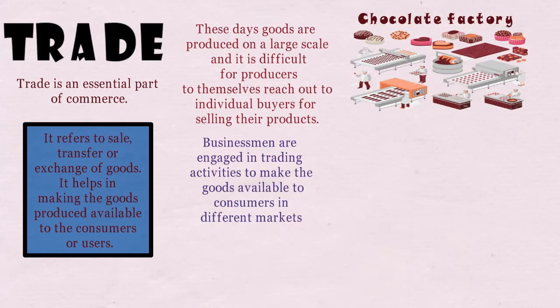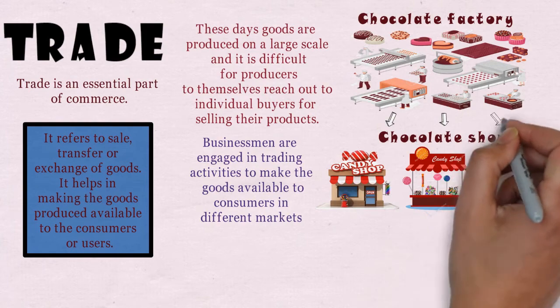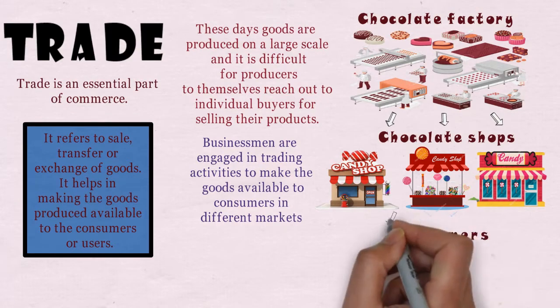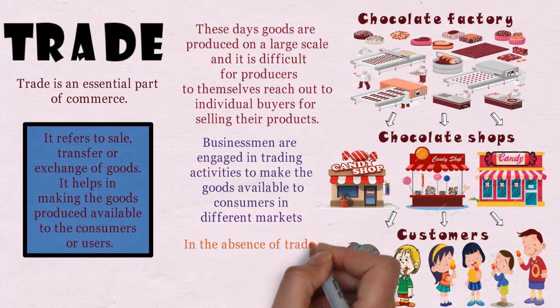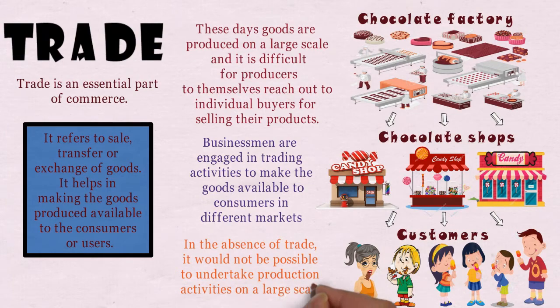So who are traders? Traders are the businessmen who are engaged in trading activities to make the goods available to consumers in different markets. From trading activities, we mean traders buy chocolates from the chocolate factory and then sell it to the end consumers. Traders can be wholesalers or retailers, which we will discuss in upcoming topics. So we can conclude that in the absence of trade, it would not be possible to undertake production activities on a large scale.